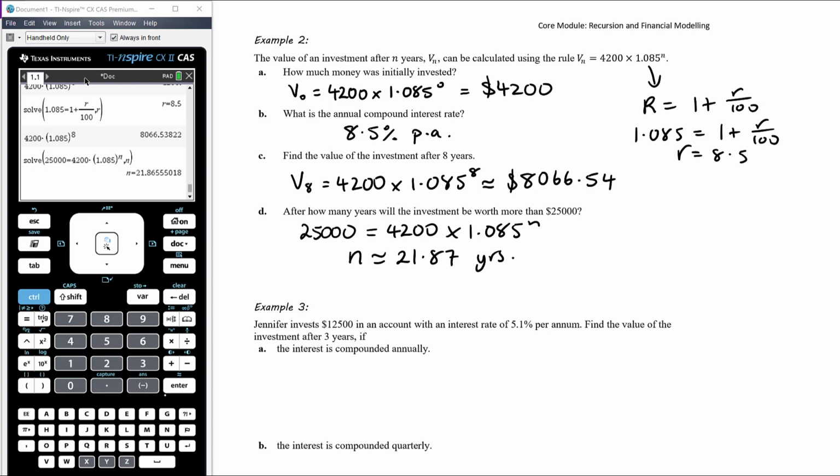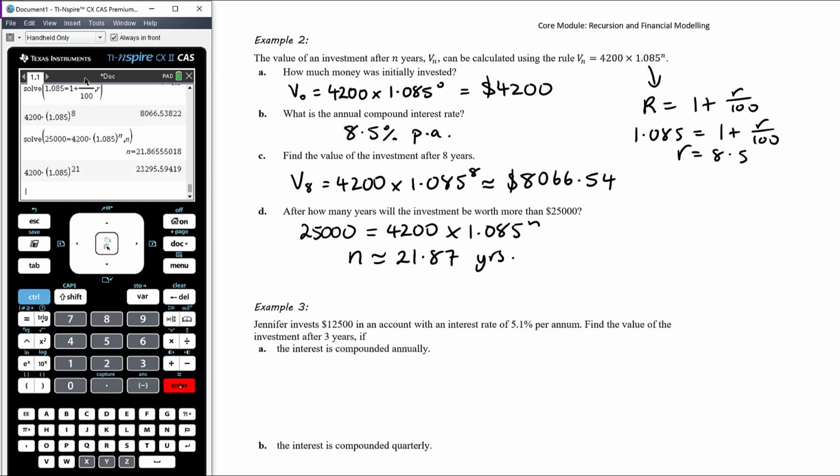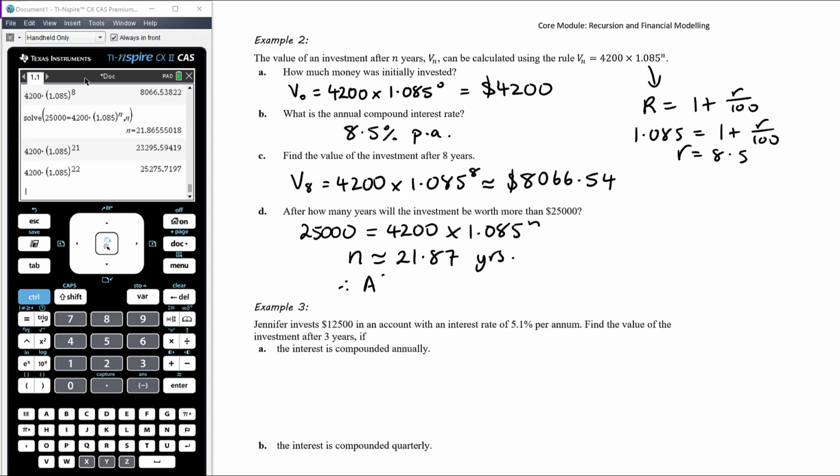Okay. Again, if we round down to 21 years, it won't be worth more than 25,000. So for example, if we were to work that out, 4,200 times 1.085 to the power of 21 would only be 23 and a bit thousand. So we have to round up to 22 to make sure that we have more than $25,000. Okay, so therefore after 22 years.